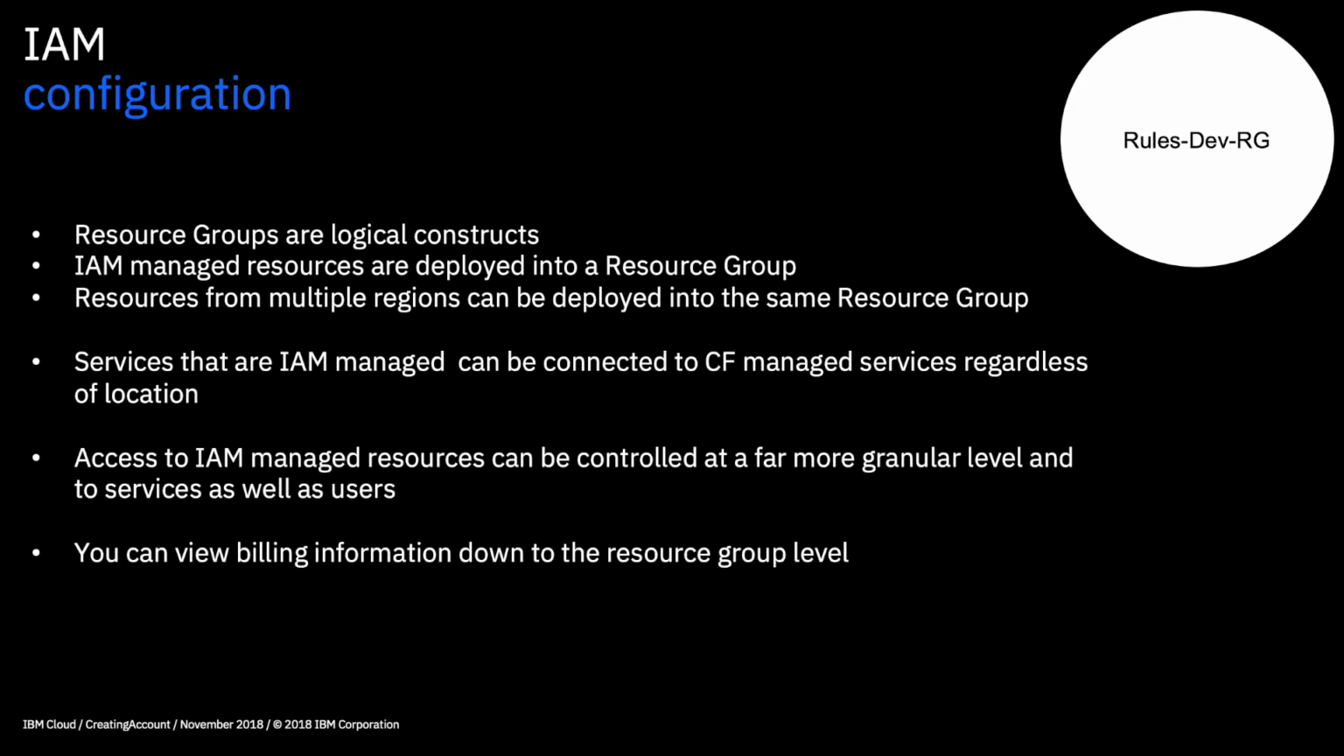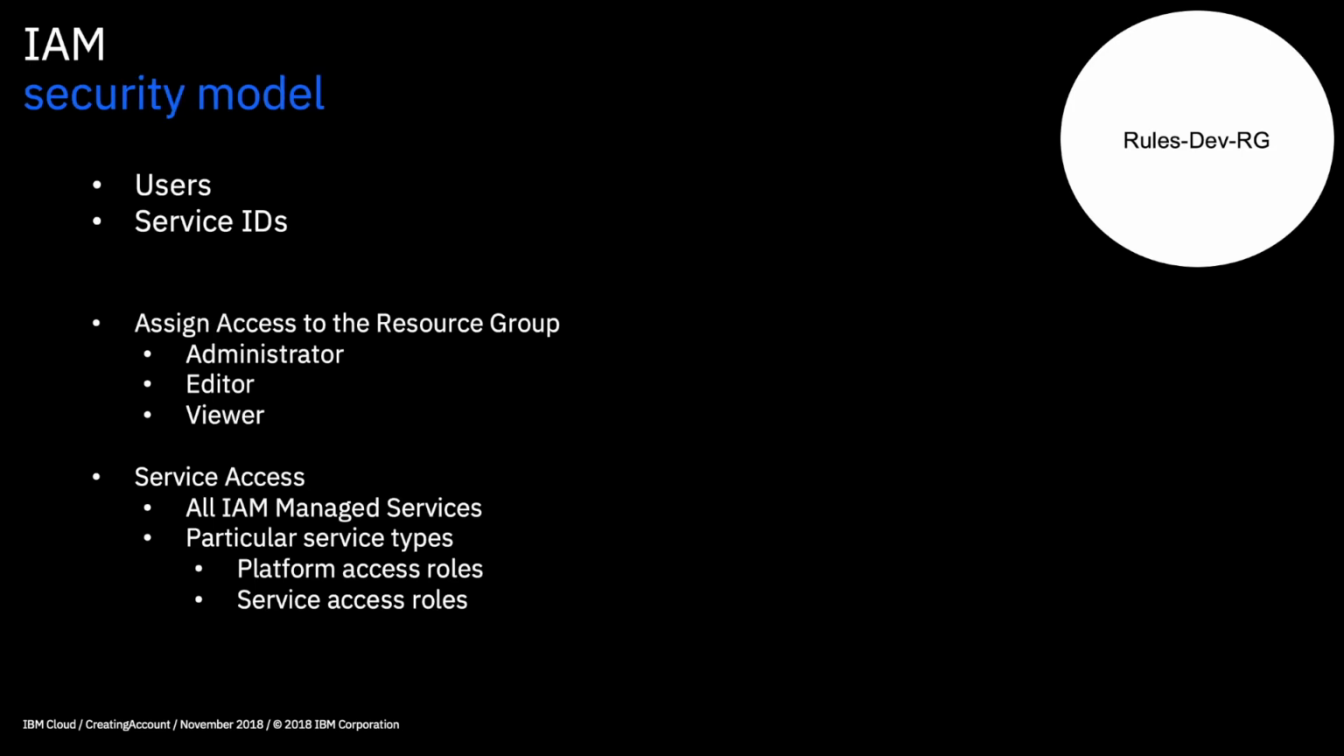In terms of billing, you can view billing information down to the resource group level. So again, if you need to do cross-billing, you can see how much is being consumed by a particular resource group and raise an internal invoice accordingly. And in some cases, this will influence how you set up your resource groups. In terms of the security model, you can assign IAM roles to users and service IDs. A user is basically a person, whereas a service ID will be related to another IAM managed service.